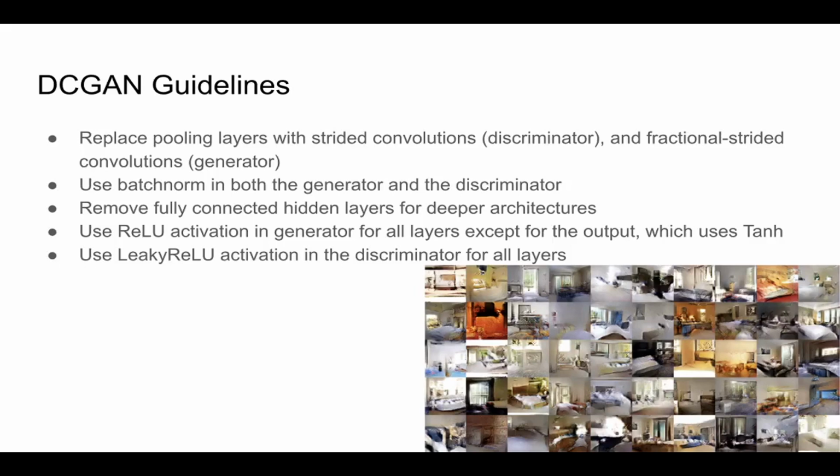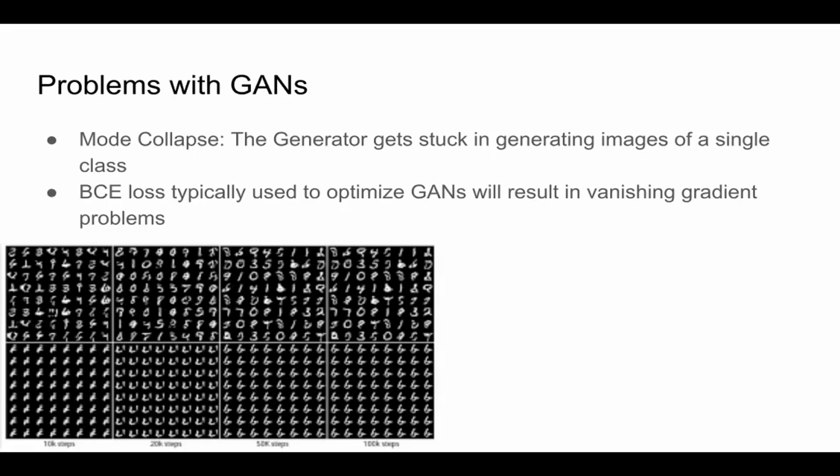And as you can see in the bottom right image of the slide, the images of bedrooms generated by a deep convolutional GAN are far more realistic than the images we've seen before. I've mentioned before that the training process of GANs is very unstable, but let's now go into a little bit more detail of what I mean.